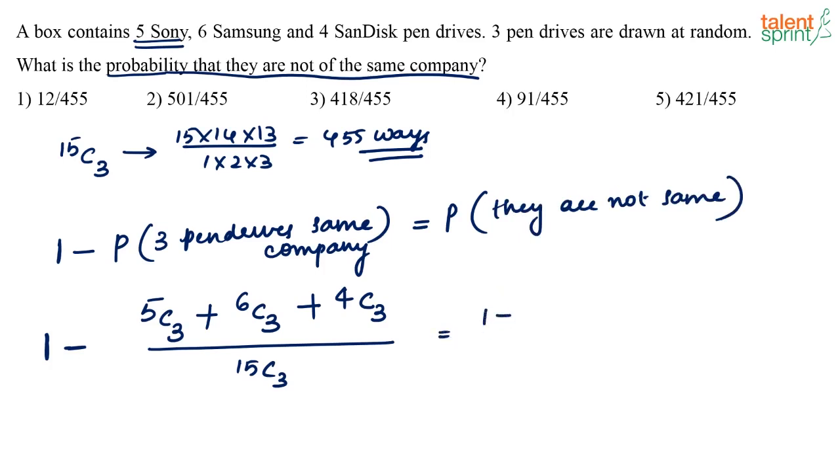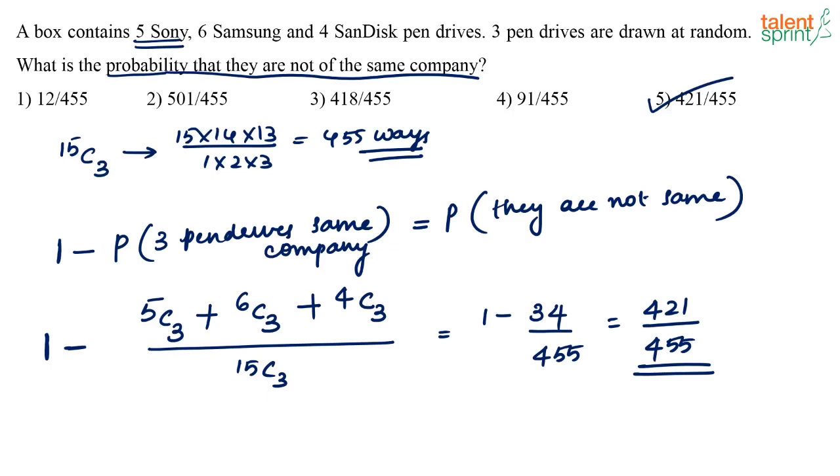You will get 1 minus 5C3 plus 6C3 plus 4C3, that is 10 plus 20 plus 4, so you will get 34, right? The denominator you already know is 455. So what will you get when you solve this? 455 minus 34, that is 421 divided by 455. Option 5.